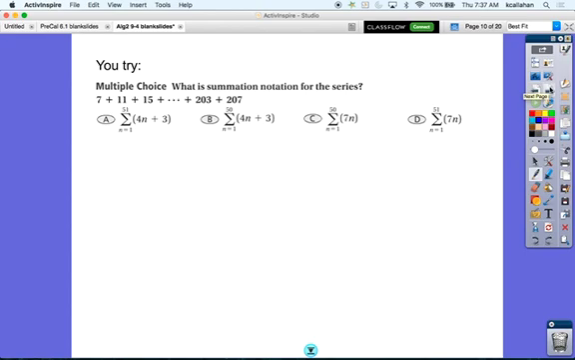Okay, here's your U-try. So again, you can hit pause and actually try it. And when you're done trying, then hit play.